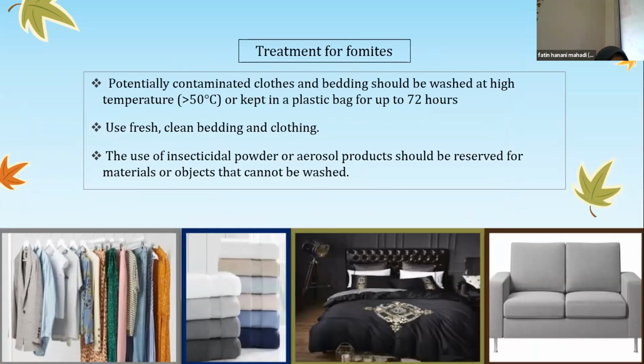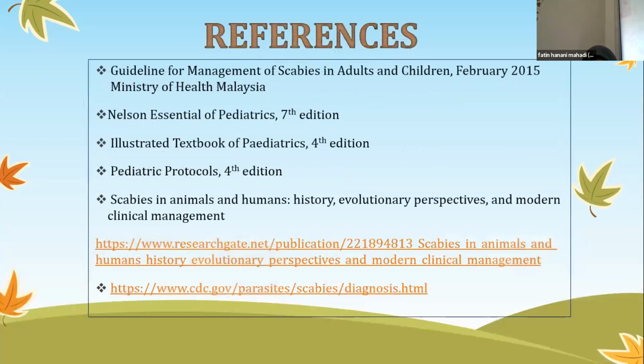I say 72 hours because mites separated from the human host will die within this time period. Thus all the family members must use fresh, clean bedding and clothing, and the use of insecticidal powder or aerosol products should be reserved for materials or objects that cannot be washed. That's all for me.